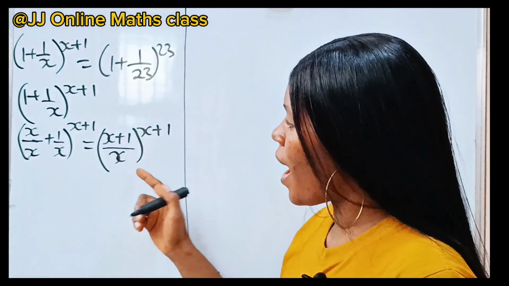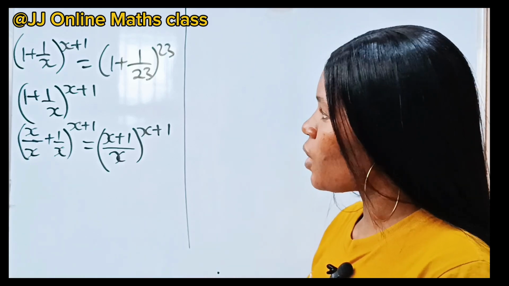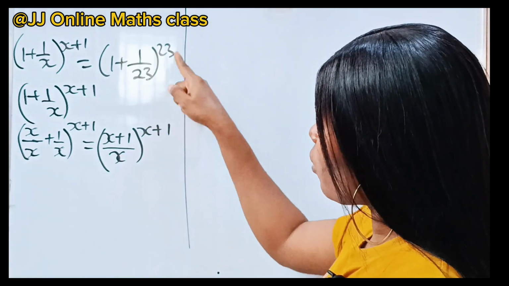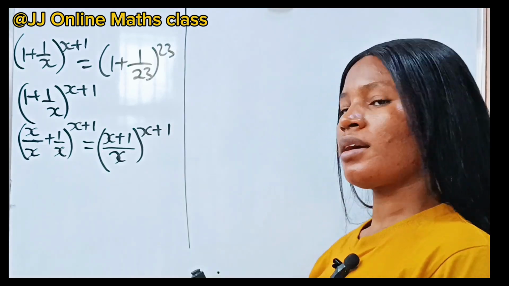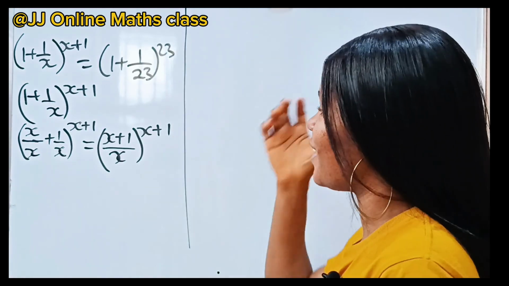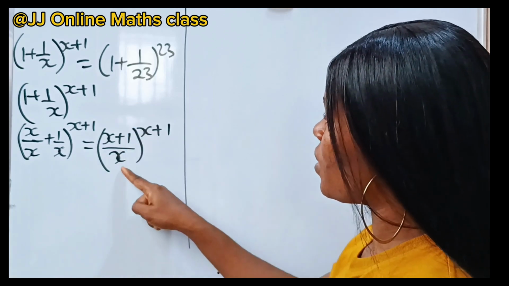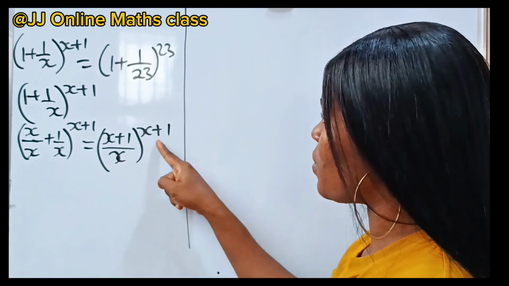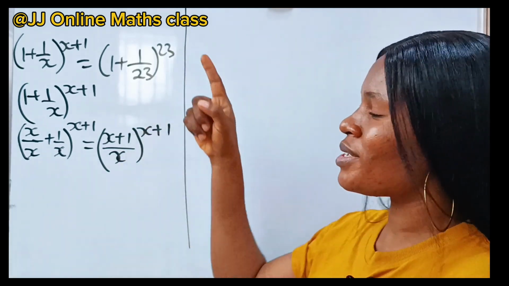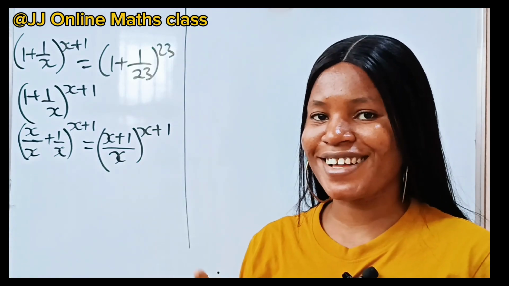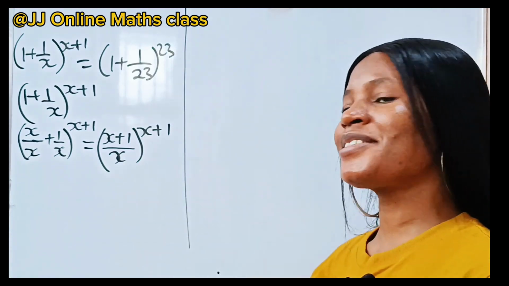Okay, so at this point, remember what I said. Whatever we are going to get here should look like what we have here. So how do we go about it? First of all, we have x plus 1 here. Let's bring this x plus 1 down here so that we have x plus 1, just like here. But something is going to happen when we do that, and we're not going to neglect that. What is going to happen?